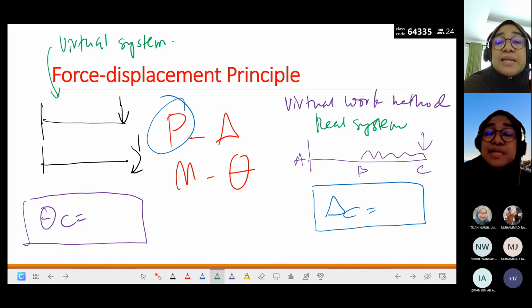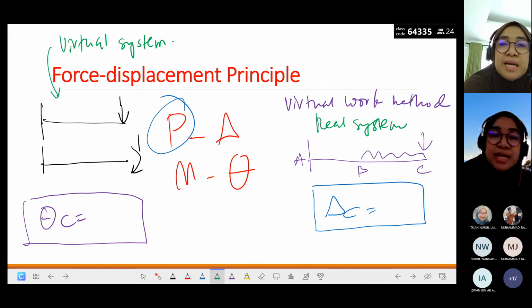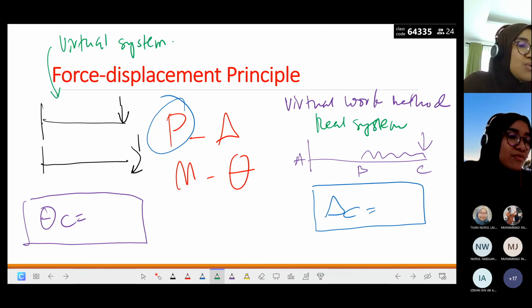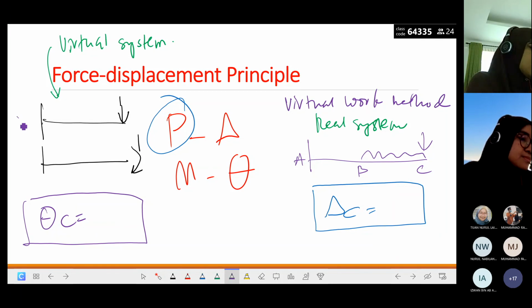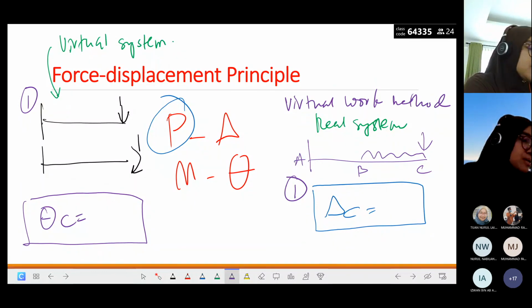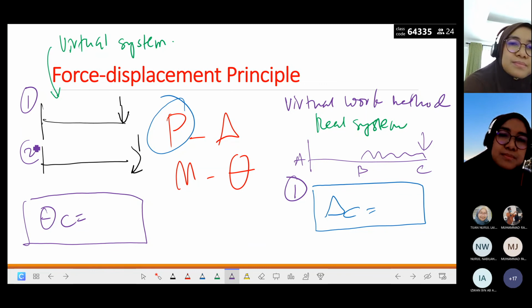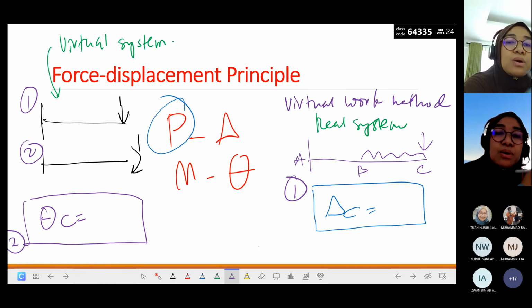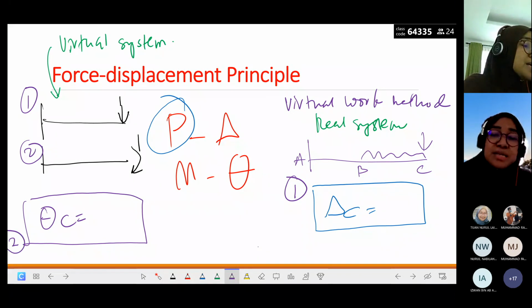Right? When you want to find deflection delta at C, you have to apply a unit force. This is number one. When you want to calculate rotation, it is number two. Okay, so what is all this actually about?